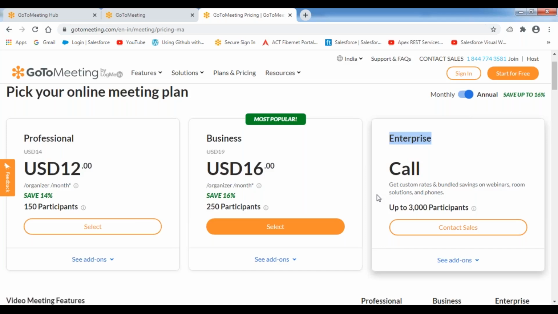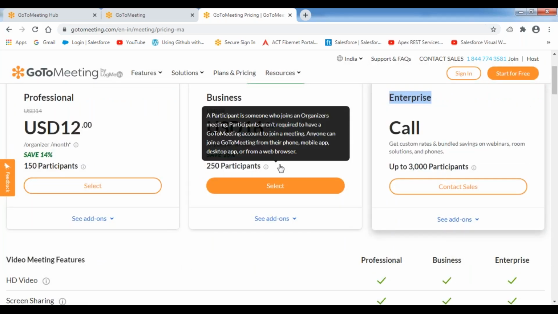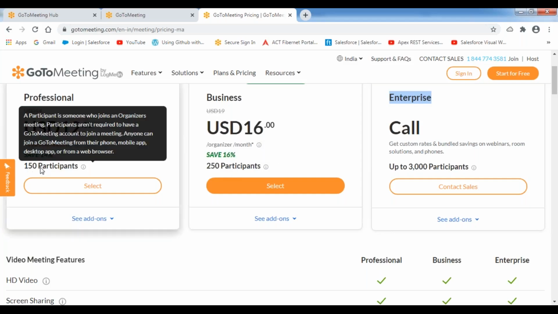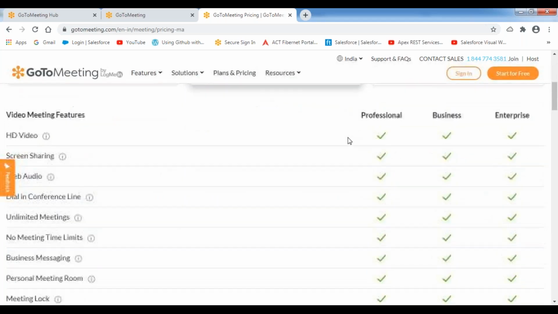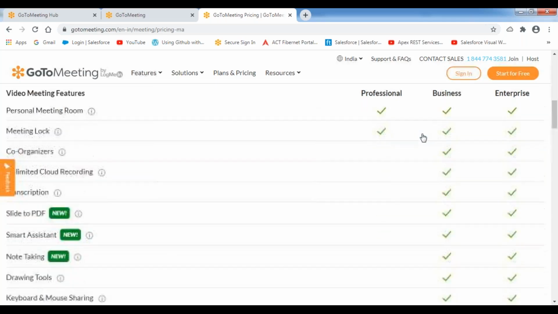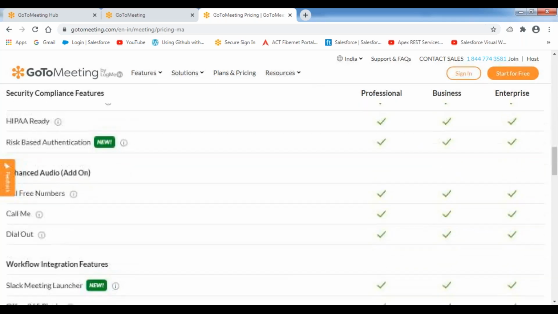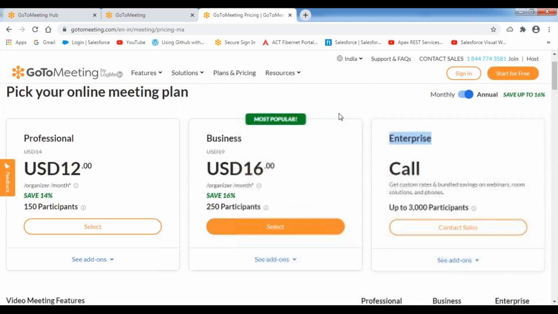Here in enterprise, almost 3,000 people can join that meeting. Here 250 people can join. Here 150 people can join. Like that, they have various editions. Here they're giving the differences between the professional edition, business edition, and enterprise edition, and what the various differences are. Feature wise, they're giving the differences also. So these editions are not only in Salesforce, everywhere we have these editions.